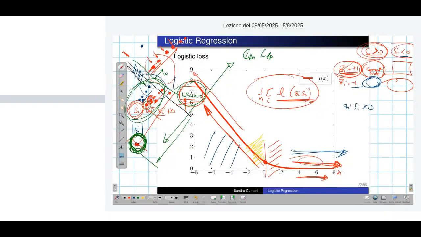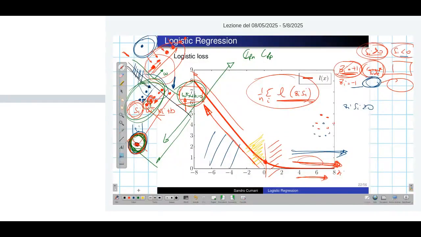The logistic regression, when I minimize W and B, will try to move this green plane to reduce the loss. So it will try to find solutions where I have few points of this kind, maybe some misclassified points that are not much misclassified, and most of the points that are on the correct side. Imagine that I have my samples.